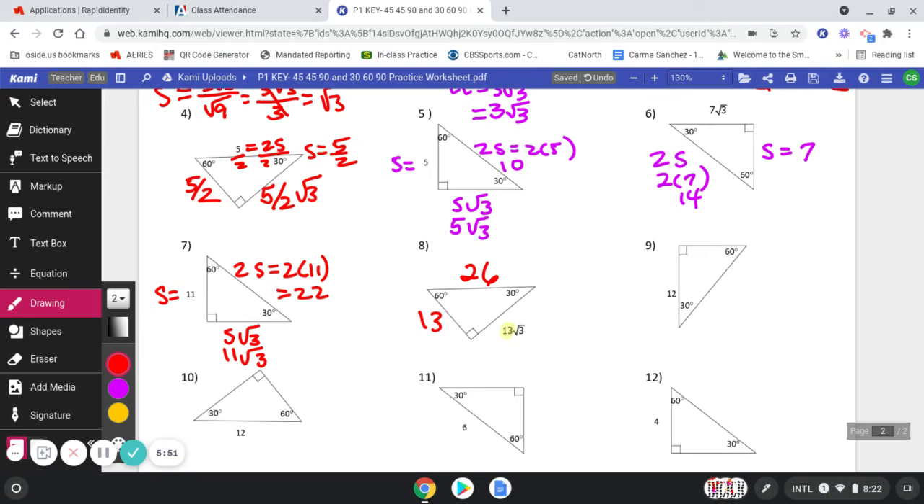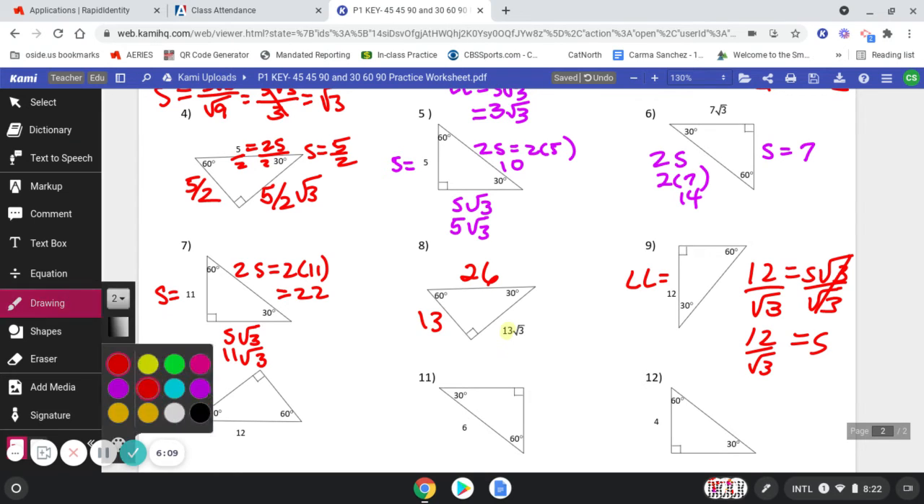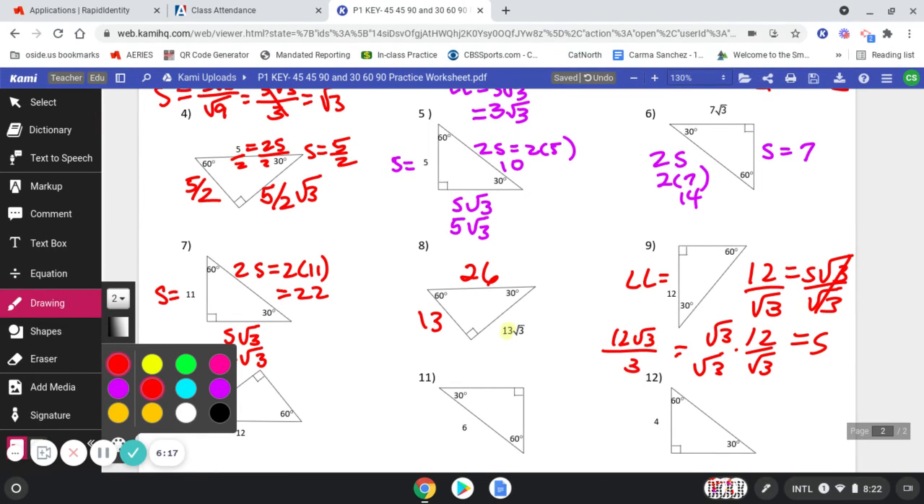All right, this next one gives us 12 for the long leg. Uh-oh, this is one of those equation ones. So we're going to say 12 is equal to the side length root 3. This is the formula for a 30, 60, 90. And then we're going to divide both sides by the root 3. But we can't leave a root 3 in the denominator. So we need to rationalize that denominator, multiply both by root 3. That's going to equal 12 root 3 over 3, or 4 root 3 as my final simplified answer.